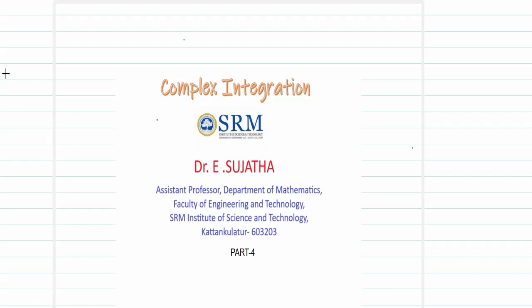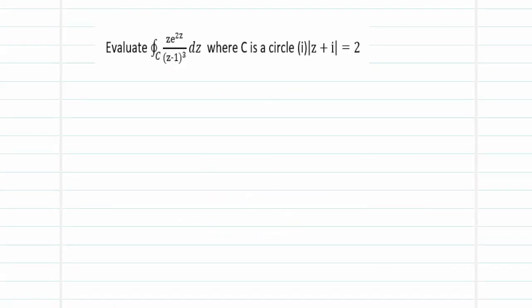This video will give you an idea how to apply the Cauchy formula for derivatives to any given problem. So we are going to see Cauchy integral formula for derivatives in this video. The problem goes like this: evaluate the integral over C of e power 2z by (z minus 1) the whole cube dz, where C is the circle mod z plus i equal to 2.